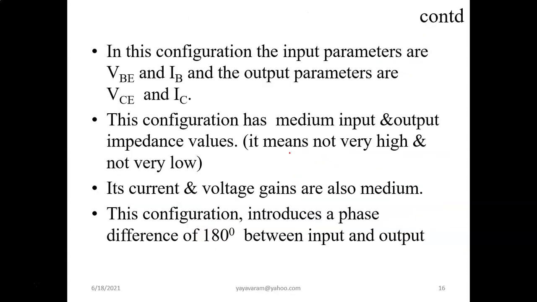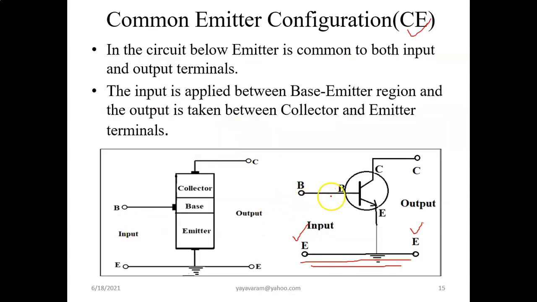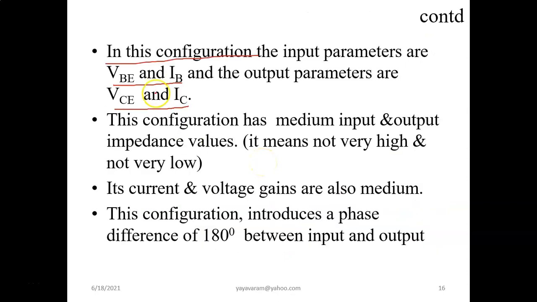Let us see some of the properties or features of the CE configuration. In this configuration, the input parameters are VBE and IB, and the output parameters are VCE and IC. You can see the diagram: VBE, base-emitter voltage, IB, base current, VCE and IC. So input voltage is VBE, input current is IB, output voltage is VCE, output current is IC.